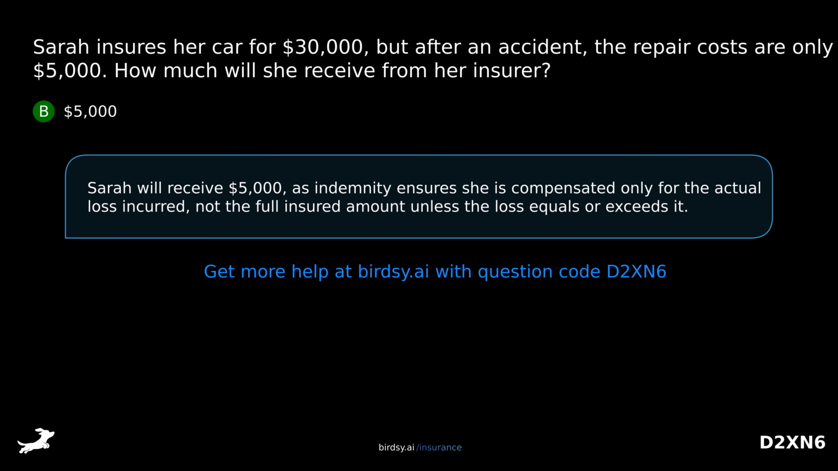Sarah will receive $5,000 as indemnity ensures she is compensated only for the actual loss incurred, not the full insured amount unless the loss equals or exceeds it.